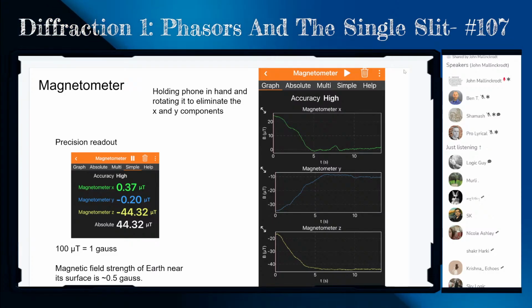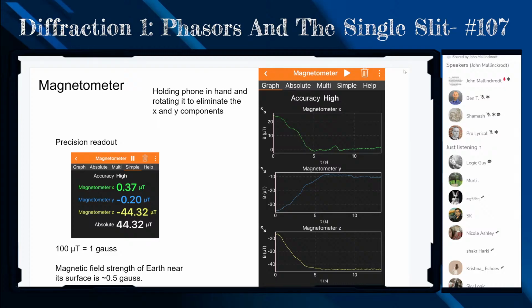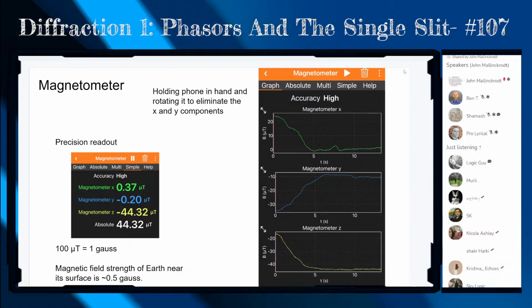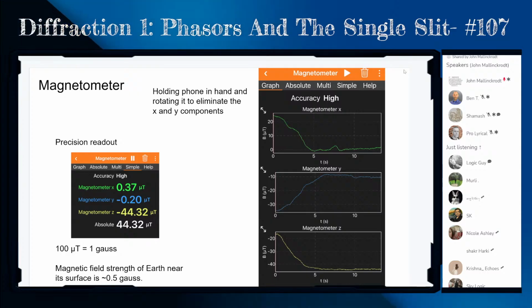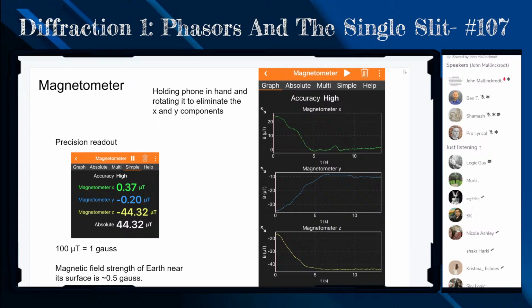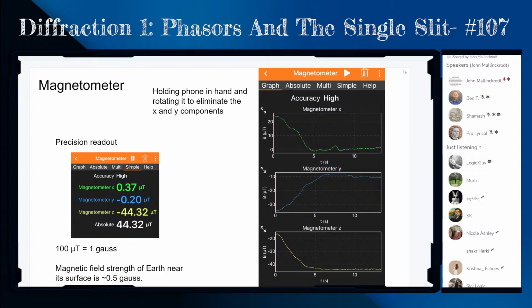And what I tried to do was to rotate my phone to eliminate the X and Y components, which would leave the entire magnetic field purely in the Z direction. That means I had to orient my phone so that the magnetic field was going perpendicularly through the face of the phone. And you see, I managed to do that pretty well. After about 10 seconds or so, I pretty much eliminated the X and Y components so that the magnetic field was purely in the Z direction.